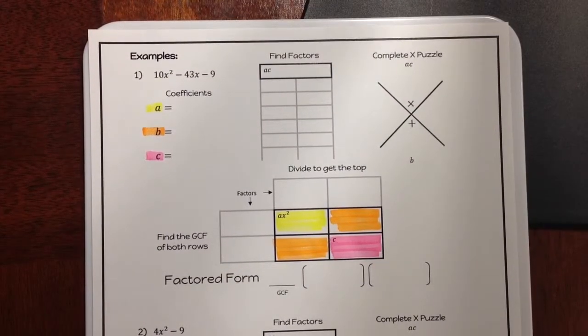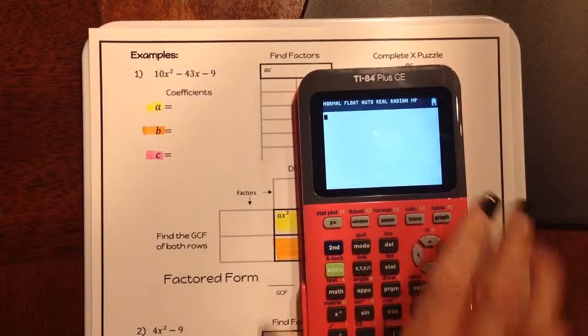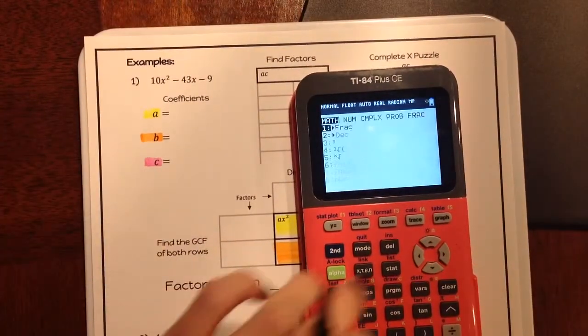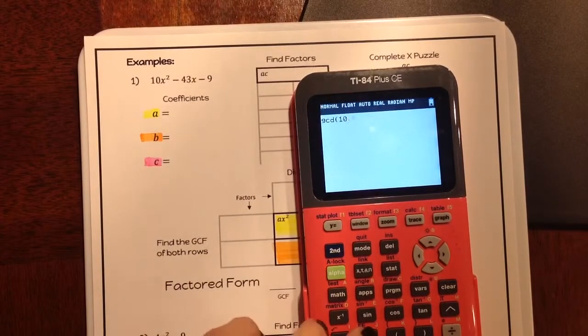Okay, looking at our next example, we have 10x squared minus 43x minus 9, and we are trying to find the GCF of this trinomial first before we get started into factoring. So I want to GCF all my coefficients, so I'm going to math over 9, and remember I can only type in 2 at a time, 10, comma, and because the 43 is negative, remember when I type in my calculator, I can only use a positive. So their common GCF is 1.